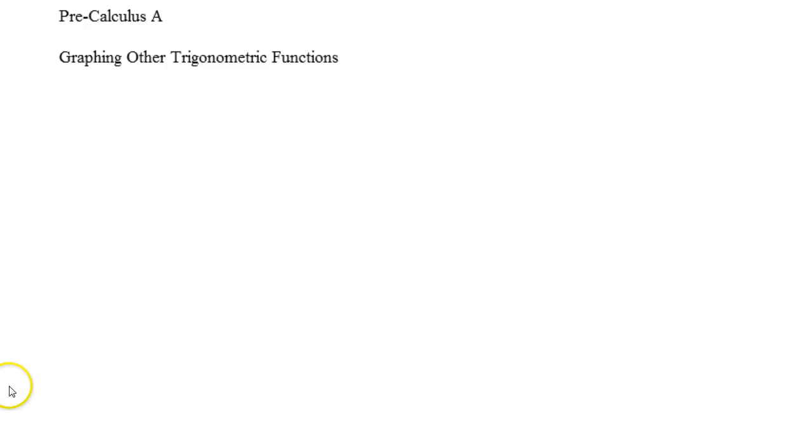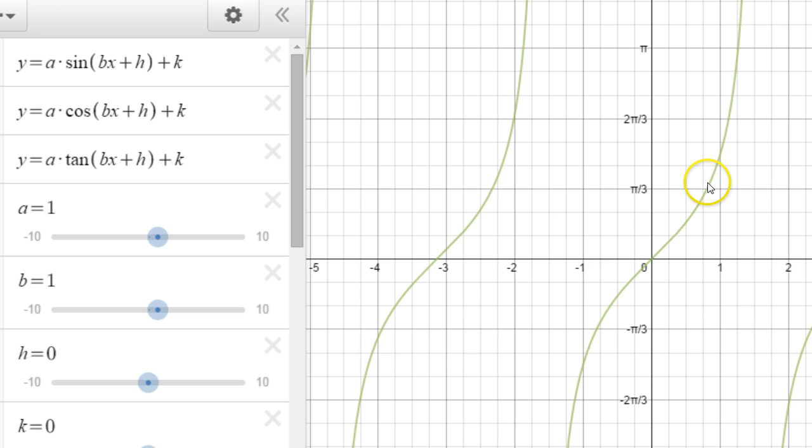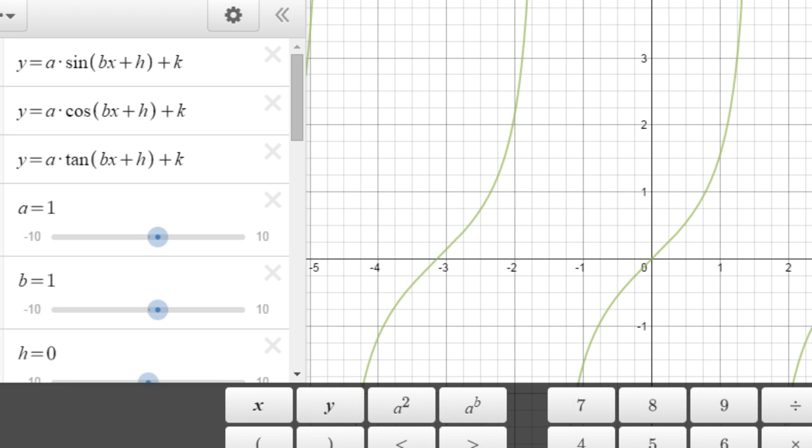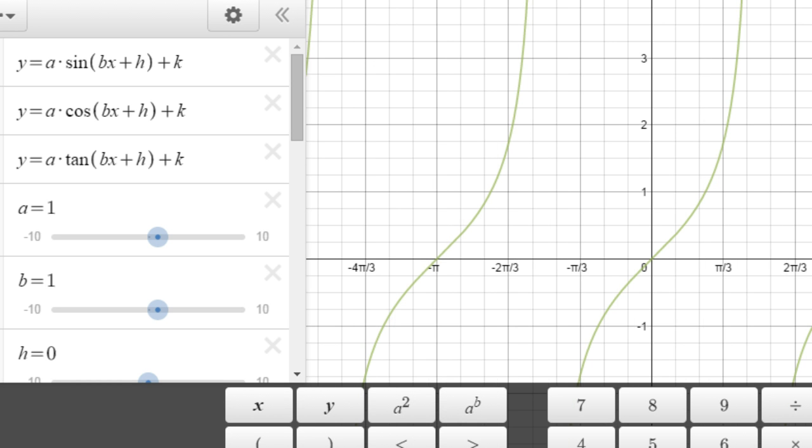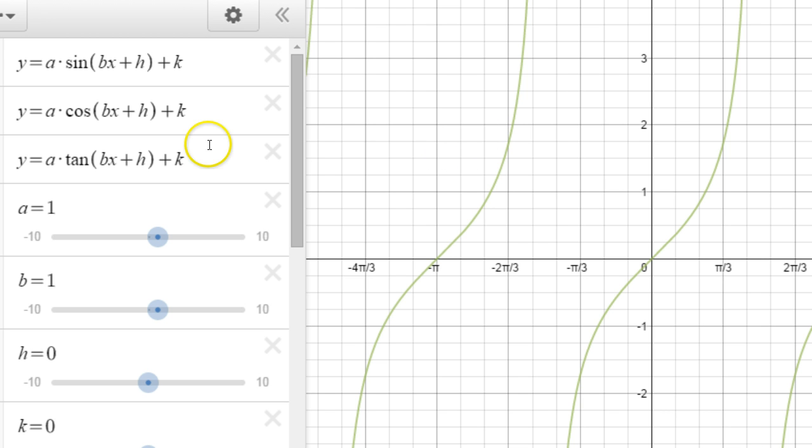Alright, welcome you guys. Today we'll be talking about graphing other trigonometric functions. So we're going to spend it almost exclusively in Desmos. One second. Alright, so here is the most famous one. Let me set up the steps. Apparently it forgets every time. There we go. Alright, so here's the most famous other trig ratio.